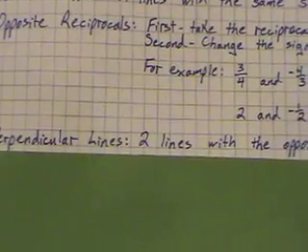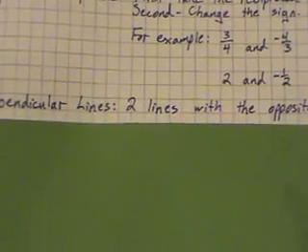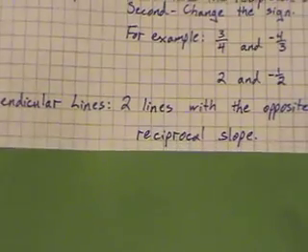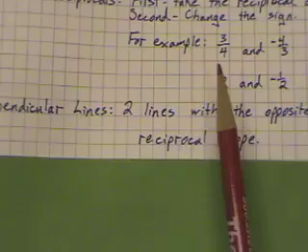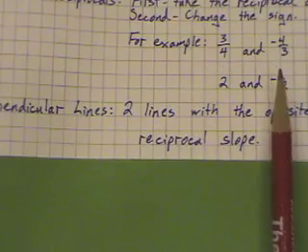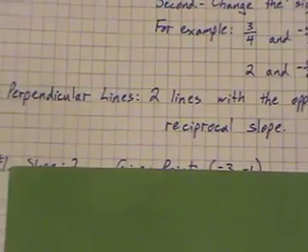You need to know opposite reciprocals for when we look at perpendicular lines. Perpendicular lines are two lines with the opposite reciprocal slope. For example, one line with the slope 3/4 and another line with the slope -4/3 are perpendicular to each other.